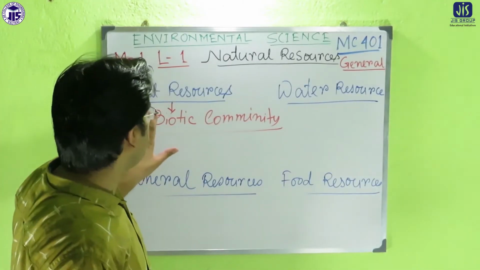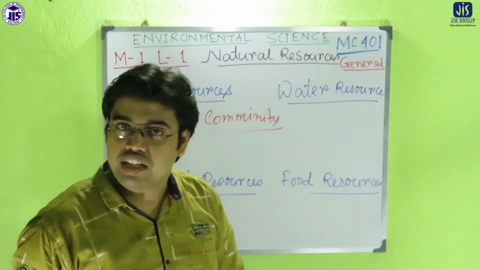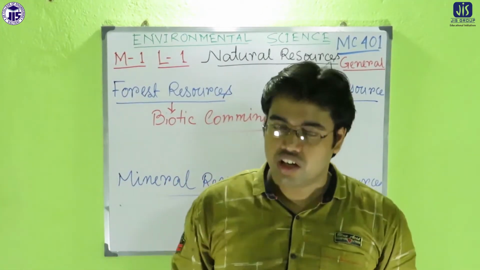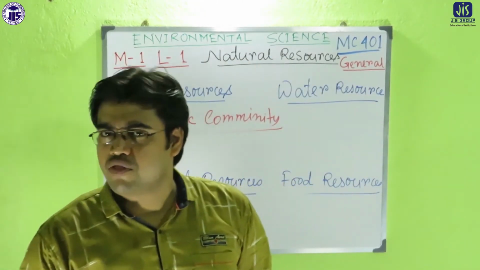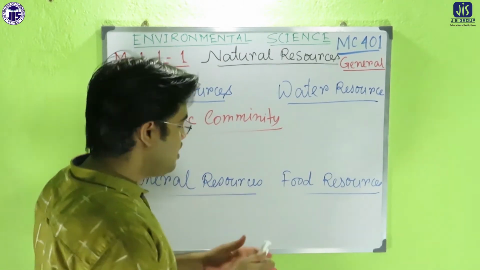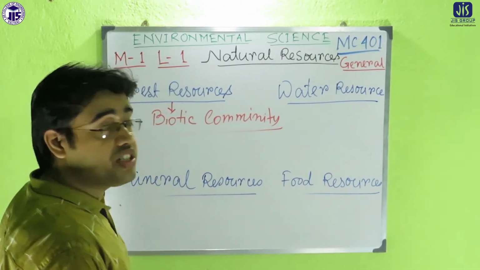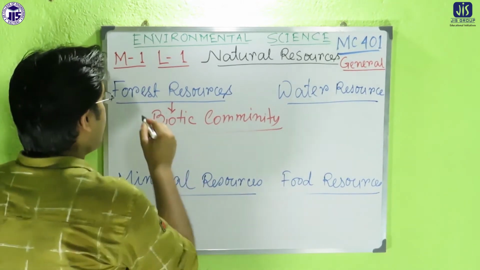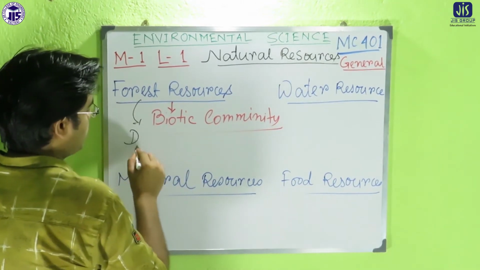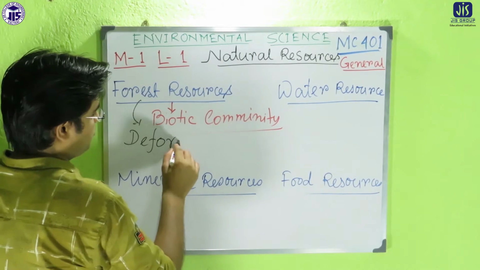So forest resource is very much important for our total world. But what is the problem regarding the forest resource? That is the deforestation. So deforestation is the main problem regarding the forest resource.